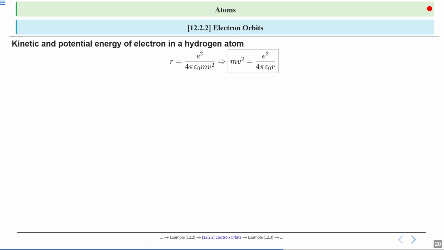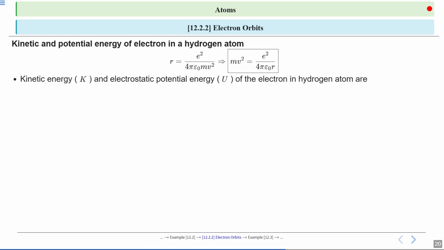So let's start with the relationship between the radius of the electron orbit and its velocity, and we will find the kinetic and potential energy of the electron in a hydrogen atom. The formula here shows that r equals e squared divided by 4 pi epsilon naught m v squared, which rearranges to m v squared equal to e square upon 4 pi epsilon naught r. Here e is the electron charge in coulombs, m is the mass of the electron, v is the speed of the electron, and r is the radius of the orbit of the electron.